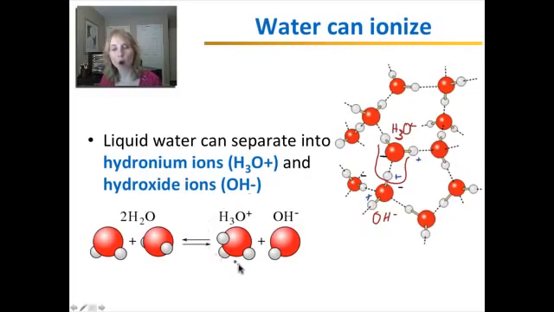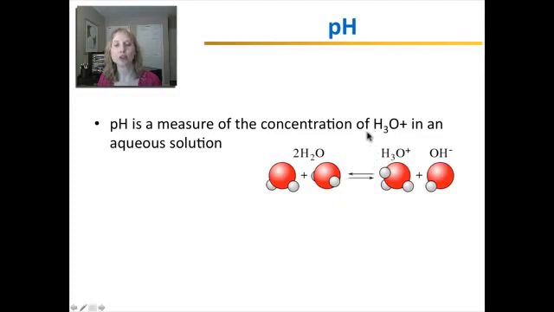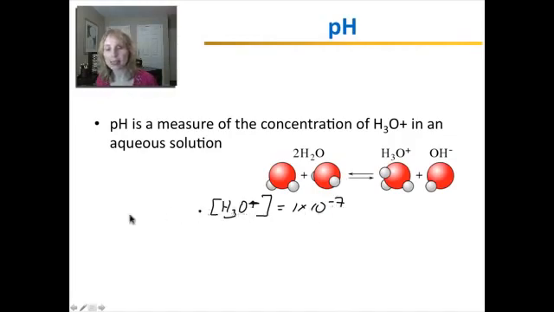Now, in any body of water, only a small percentage of these water molecules will actually ionize. But it's happening all the time, and understanding it is important towards our understanding of pH. So pH is the measure of the concentration of hydronium ions in an aqueous or water-based solution. So say I take neutral water. The concentration of hydronium ions in neutral water is equal to 1 × 10⁻⁷. And this gives me a pH of 7.